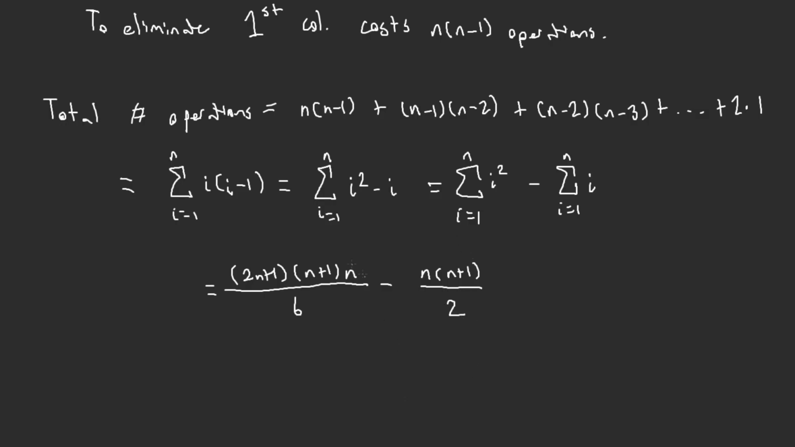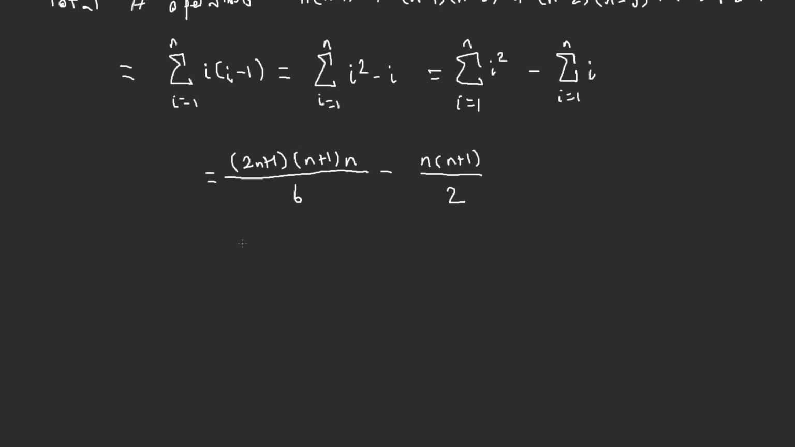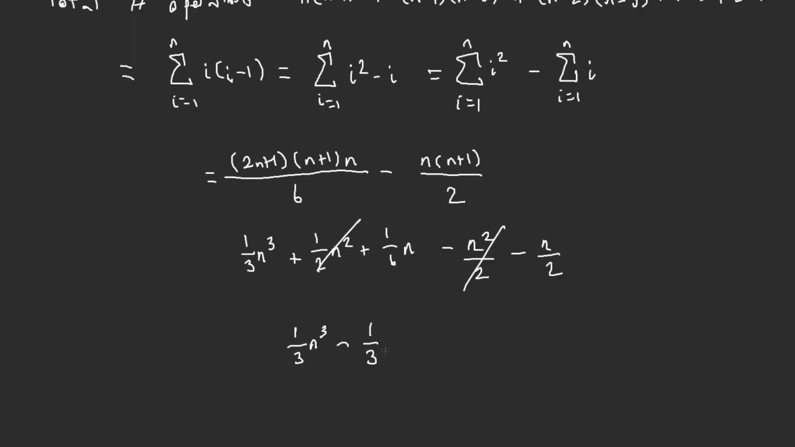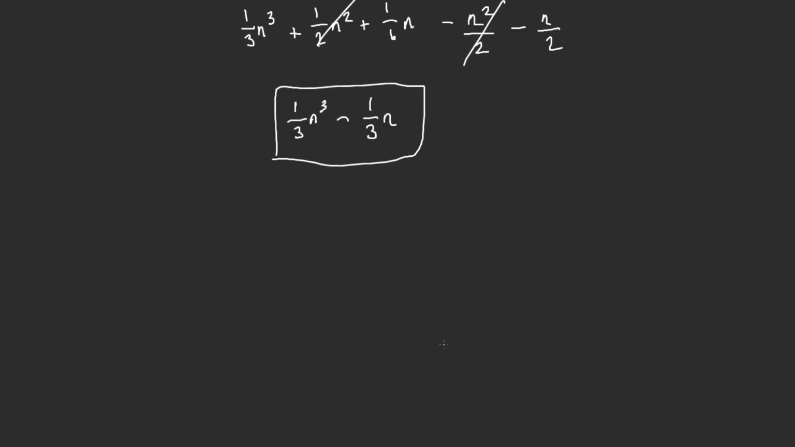Now, I won't bore you with the algebraic details, but if you remember, we could rewrite this as 1/3 n cubed plus 1/2 n squared plus 1/6 n. And this is obviously minus n squared over 2 minus n over 2. And then these terms cancel. Then 1/6 n minus n over 2 is going to be negative 1/3 n. So this winds up reducing to this number of operations. That's what it costs to take our coefficient matrix and make it into an upper triangular matrix through forward elimination.